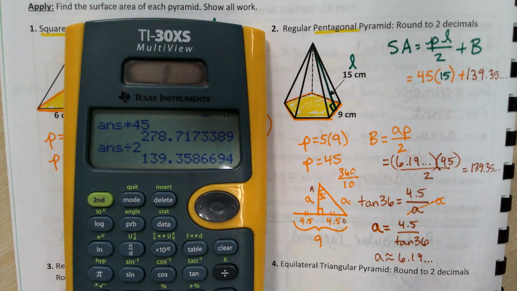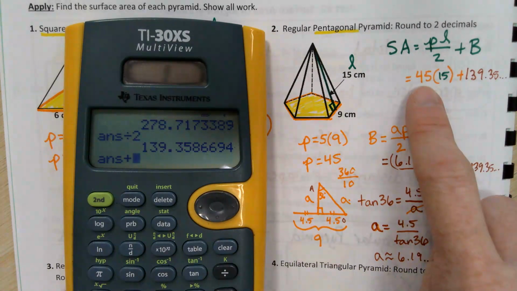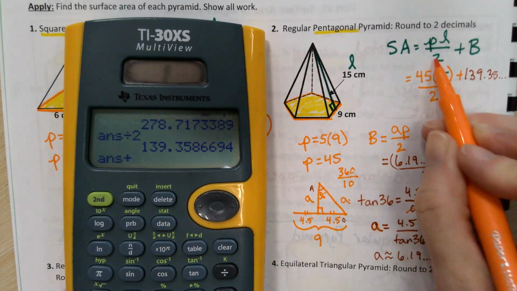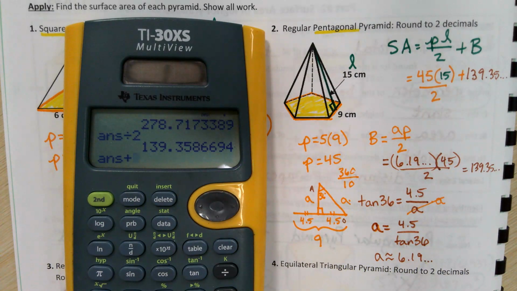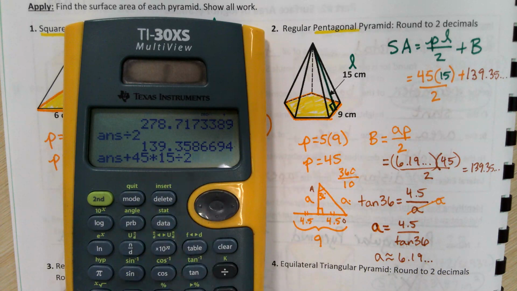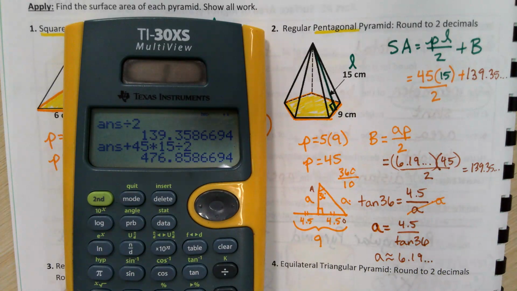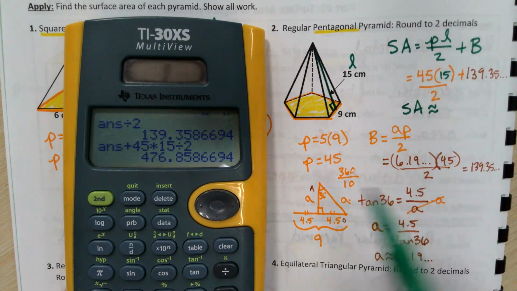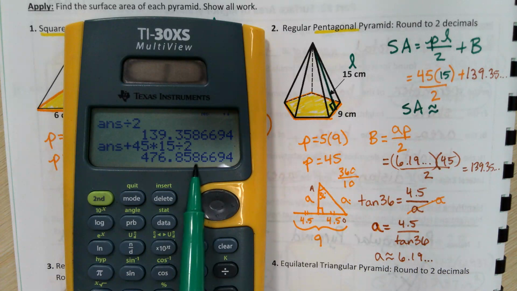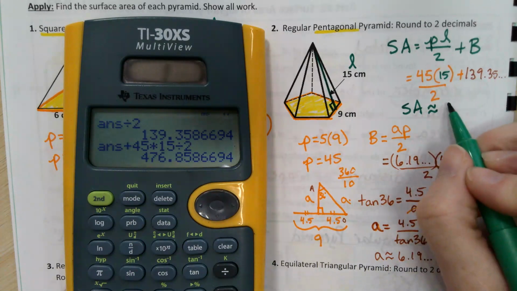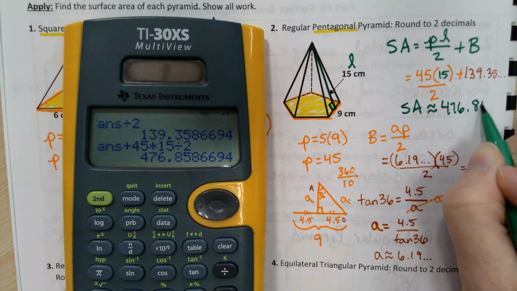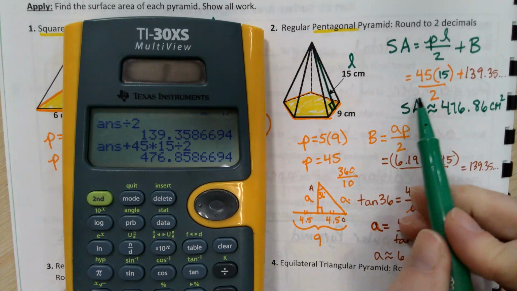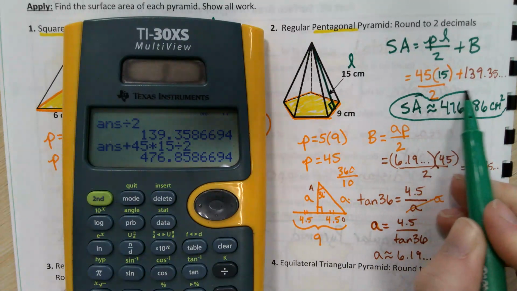139.35 with all those decimal places needs to get added on. So I'm just going to add to that the PL over 2. I almost forgot that part of the formula. So we're going to do 45 times 15 divided by 2 for the PL over 2 part. Click enter, and that should give us our surface area that we can now officially round to those 2 decimal places they ask us about. Since that third digit is an 8, we're going to round this up. So 476.86 square centimeters for the surface area of this pyramid.